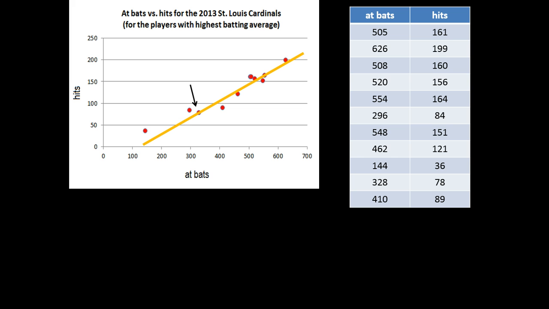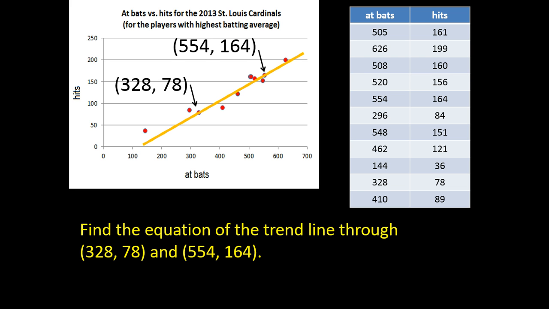That left point that we're going through is the point (328, 78), and the right point is the point (554, 164). So if we're going to write an equation of this trend line, we need to write the equation of the trend line through those points, (328, 78) and (554, 164). Now those are kind of awkward numbers to use.